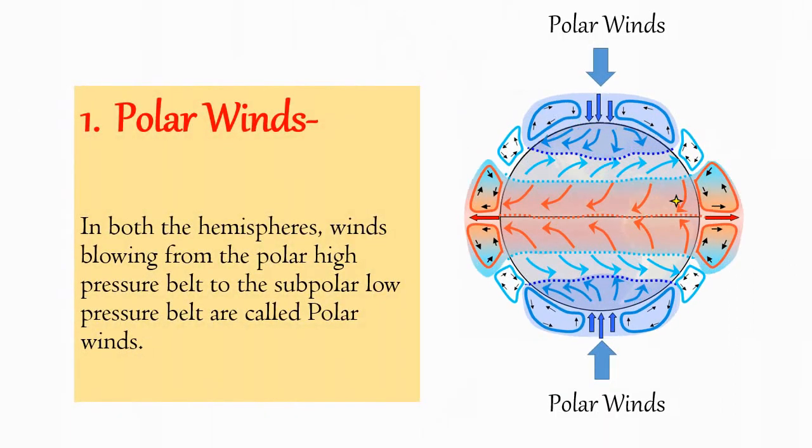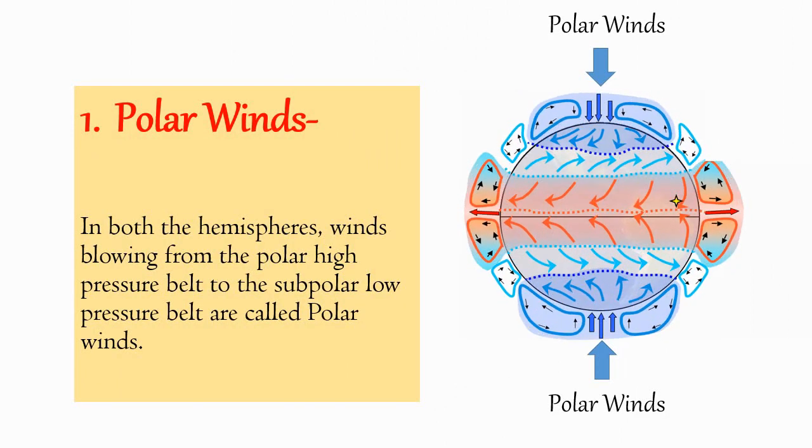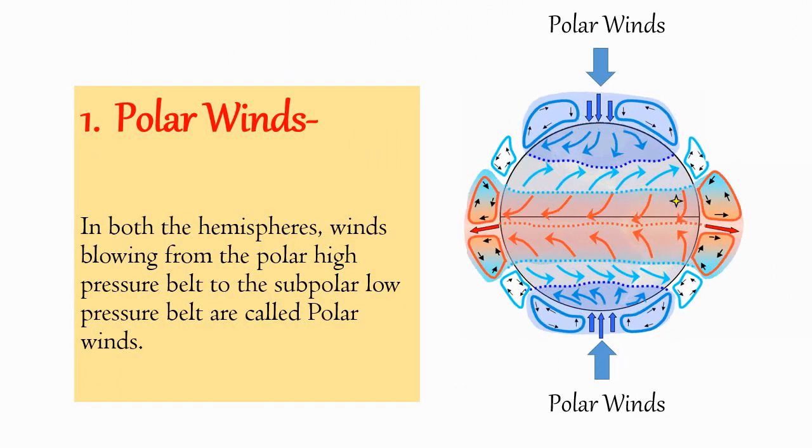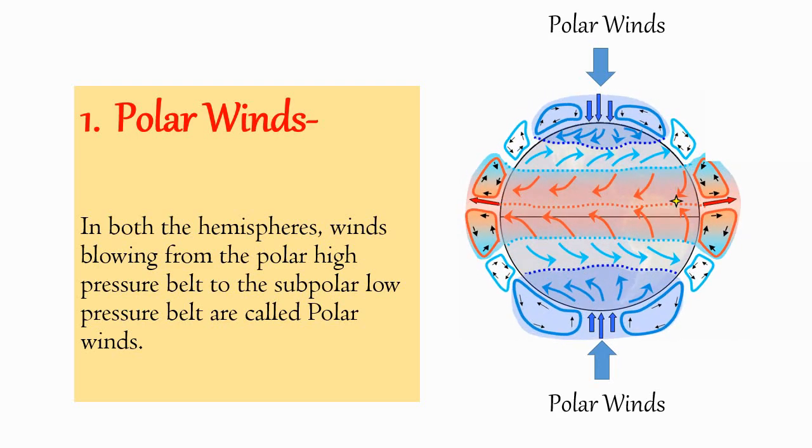Polar winds. In both the hemispheres, wind blowing from the polar high pressure belt to the subpolar low pressure belt are called polar winds. Generally, they blow from east to west.